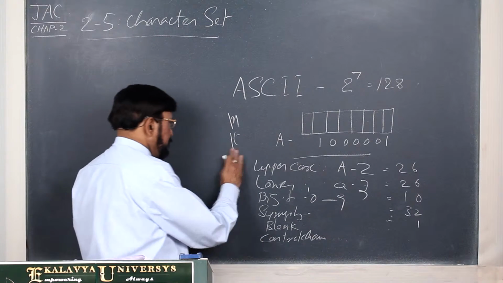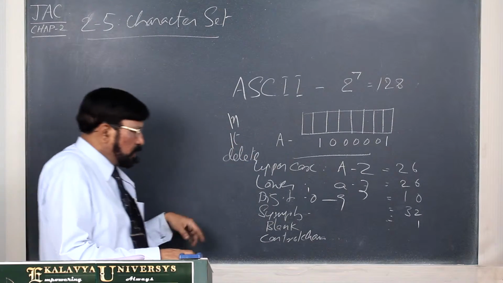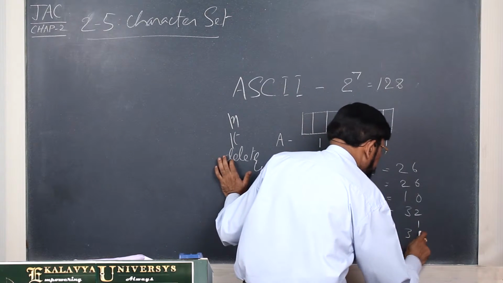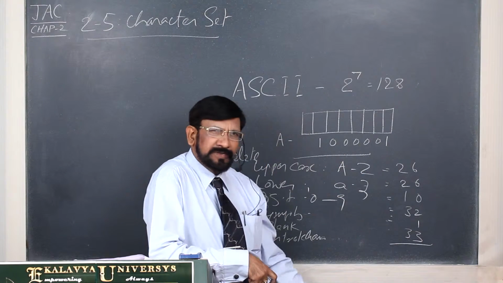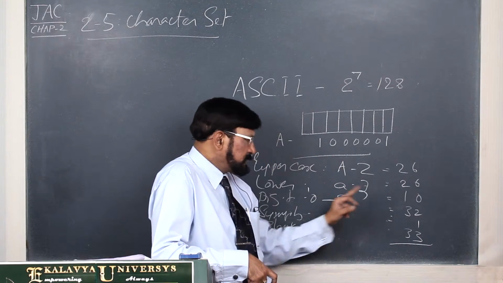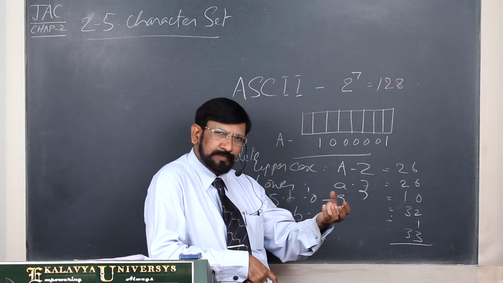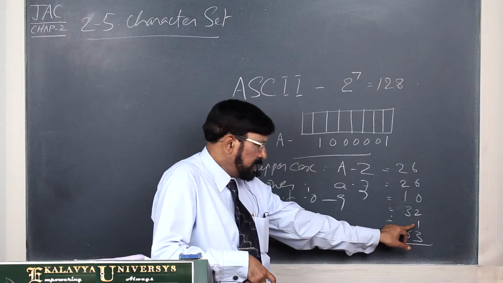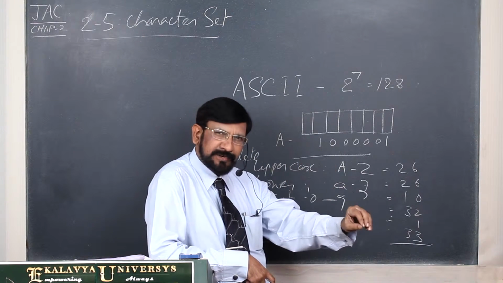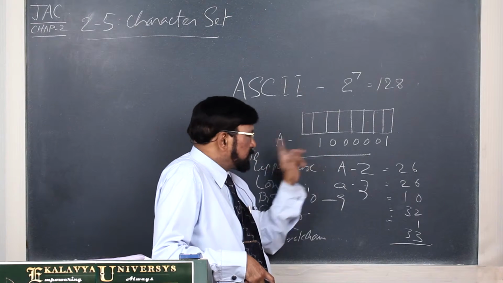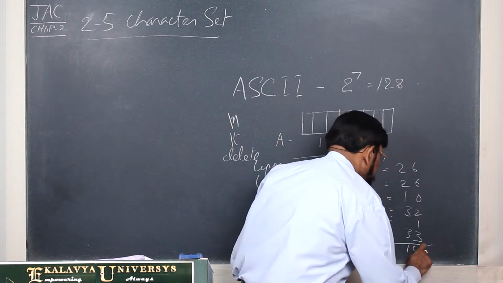And one more is there, that is DEL, delete. This is also one type of action. So totally these are 33. Always keep this number in mind: uppercase 26, lowercase 26, digits 10, printable symbols 32, blank space, which comes under this, but blank space does not have shape. That's why I made it separate. One, and other control characters which perform some action, those are 32, and one delete is also there. I am including that. Total 128 characters.